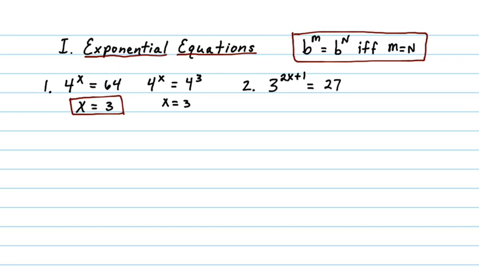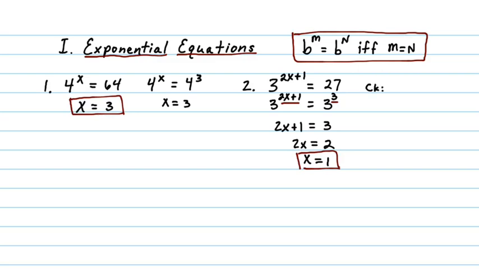So on number 2 you have 3 to the 2x plus 1 power is equal to 27. So notice we could write 27 as a power of 3. It would be 3 cubed. So let's go ahead and do that. So now we have the same bases. So the only way these two powers of 3 could be equal is if the exponents are equal. So let's go ahead and set those equal. We'll subtract 1 on both sides. We get 2x equals 2. And so we're going to get x equals 1.